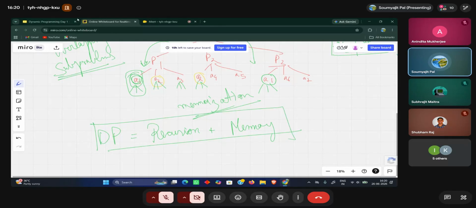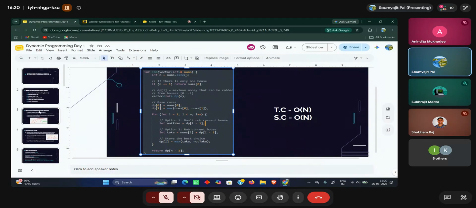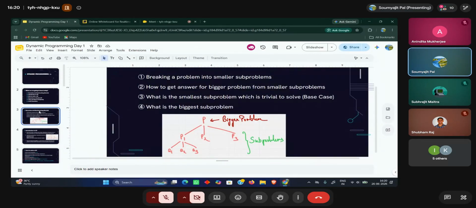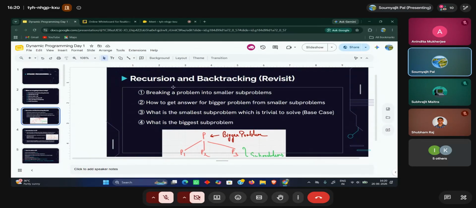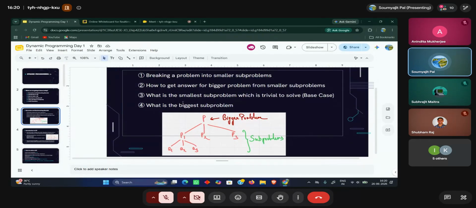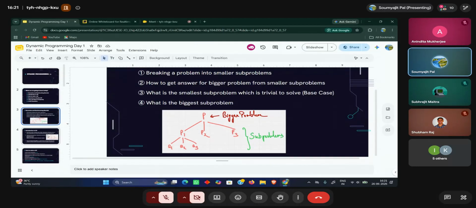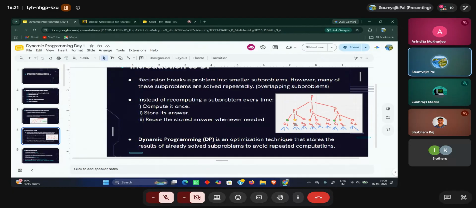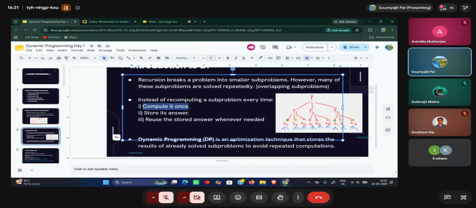Okay, so if you look at the PPT, we are breaking a problem into smaller subproblems, getting the answer for a bigger subproblem from smaller ones, reaching our base case, and identifying our biggest subproblem. Again, since subproblems are being repeated, I can compute each once and store its result somewhere, and then reuse this stored answer whenever I need it.